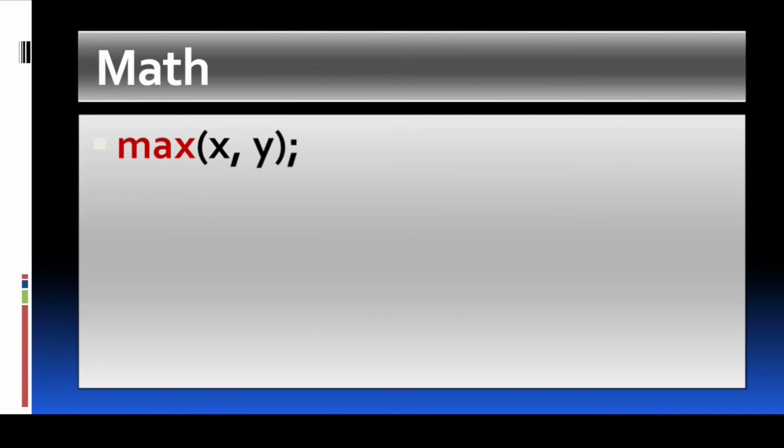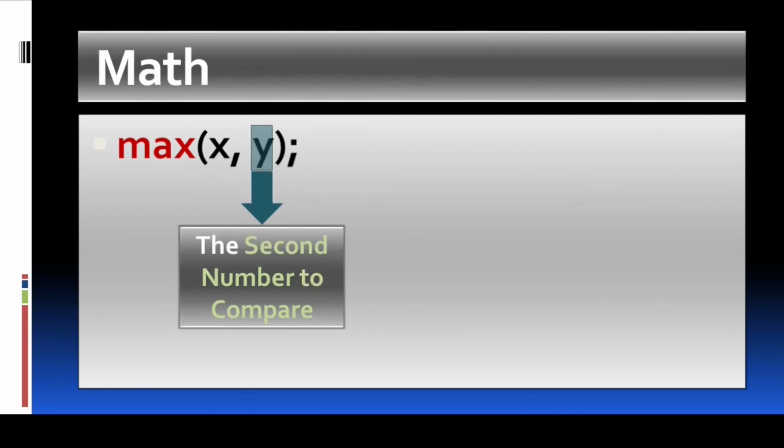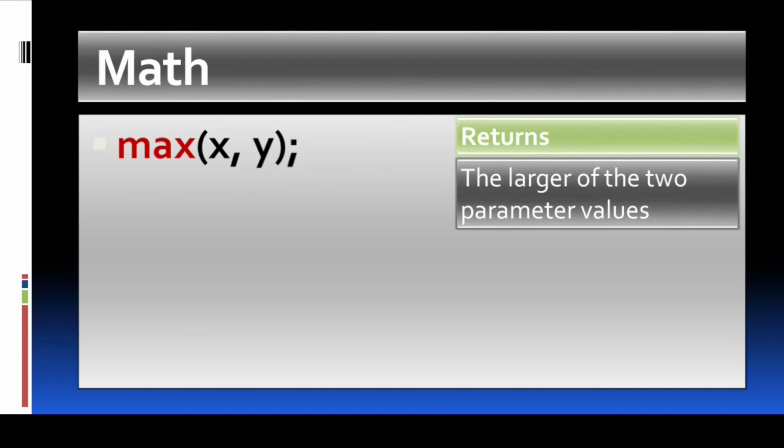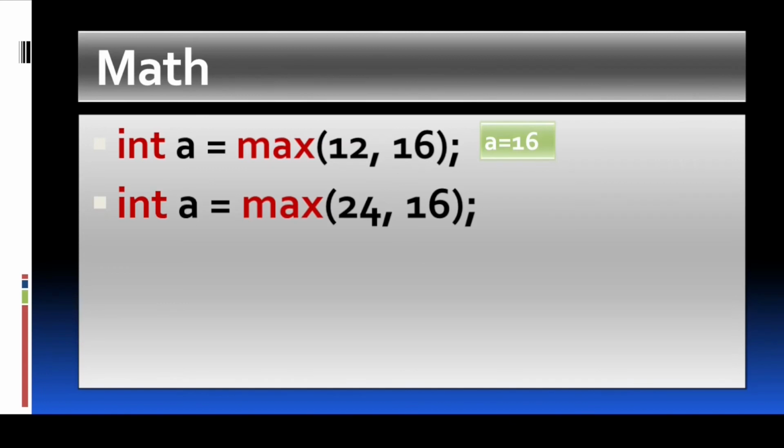This returns the value which is higher. Here x is the first number to compare and y is the second number to compare. This returns the larger of the two parameters. Means between x and y, whichever number is greater, max will return that number. As you can see in the example, here we declare an integer a and the comparison is done between 12 and 16. This function puts the value 16 in a. Here is a second example, we do a comparison between 24 and 16, and here in a the value is 24.